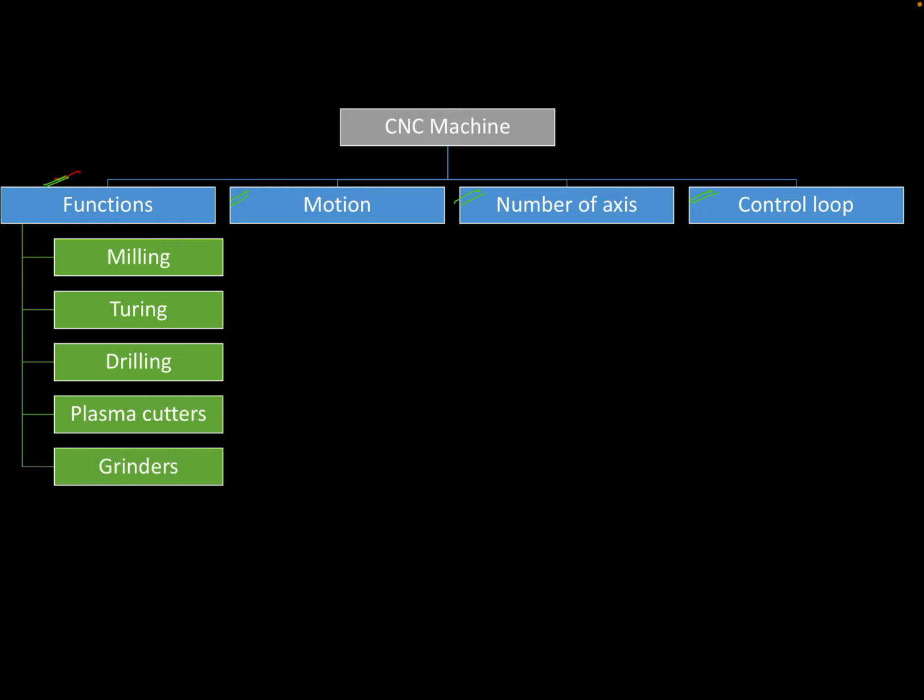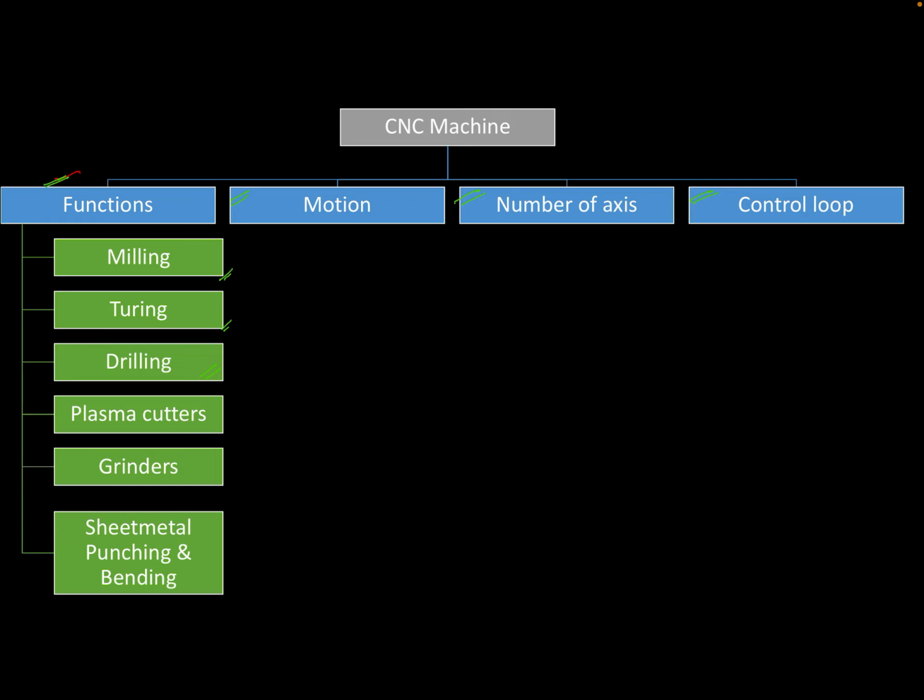Then CNC grinders. CNC grinders are used to grind different workpieces, while plasma cutters are used to cut sheets. Drilling machines are used to create drills. Turning machines are used to create cylindrical parts, while milling machines are used to create planar parts. Next are CNC punching and bending machines, sheet metal punching and bending machines. You can use such machines to create sheet metal objects like boxes, panels, almirahs.